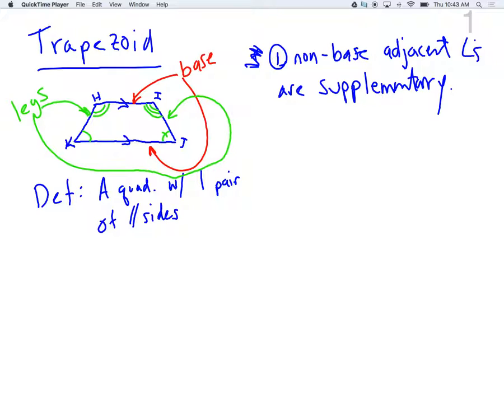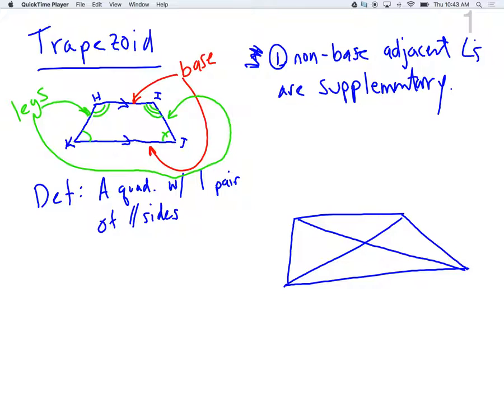Since we've done a ton of work with the diagonals, I think we need to look at a diagonal in a trapezoid. So let's go with something that looks like this. What can you tell me about the diagonals in that trapezoid? Are the diagonals not equal? They are not equal, correct. Anything else? They do not form the midpoint.